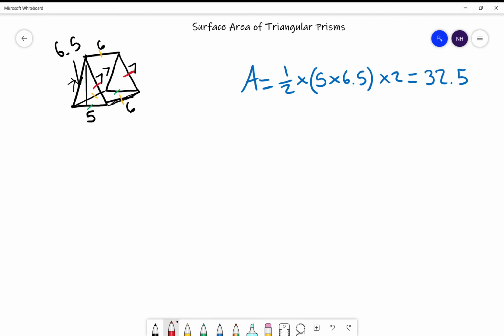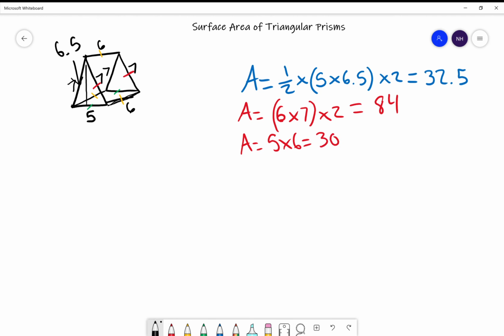Now the rectangles, one of them is 6 times 7, which is also the exact same as another one, so you can just times that by 2. 6 times 7 is 42, and 42 plus 42 is 84. And then finally the bottom one is just 5 times 6, which is 30. Now, add these all up. 32.5 plus 84 plus 30.